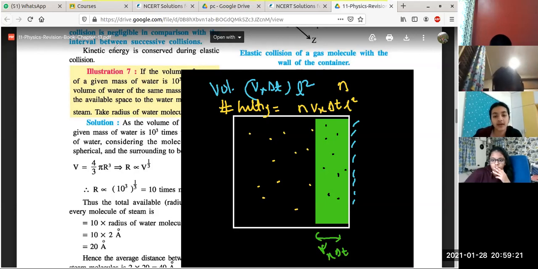So what is written below the volume Vx delta T? The number of molecules hitting the wall, you have to write it yourself. The number of molecules hitting the wall is n Vx delta T L square.